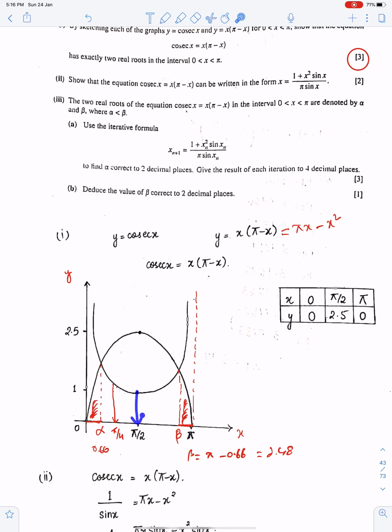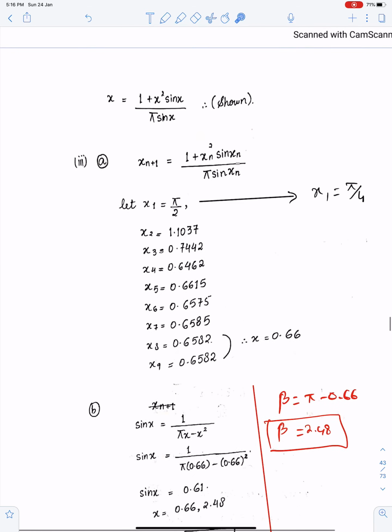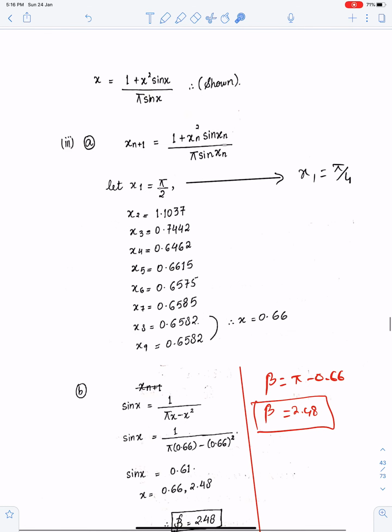You can take pi by 2 as x1 or pi by 4 as x1. This is your choice. It's better to take pi by 4 as x1 because alpha is closer to pi by 4 than pi by 2. This student used x1 as pi by 2. It's fine, she has got the answer. But if you use x1 as pi by 4, you can get the answer in fewer iterations. There are 9 iterations here. I think you can get your answer by x5 or x6 if you use pi by 4. It's your choice. They both are fine, but this is better.